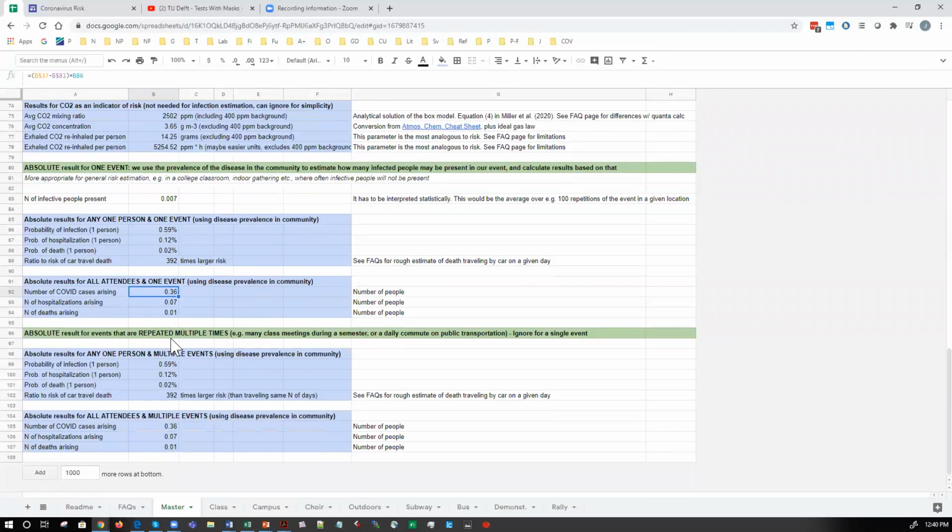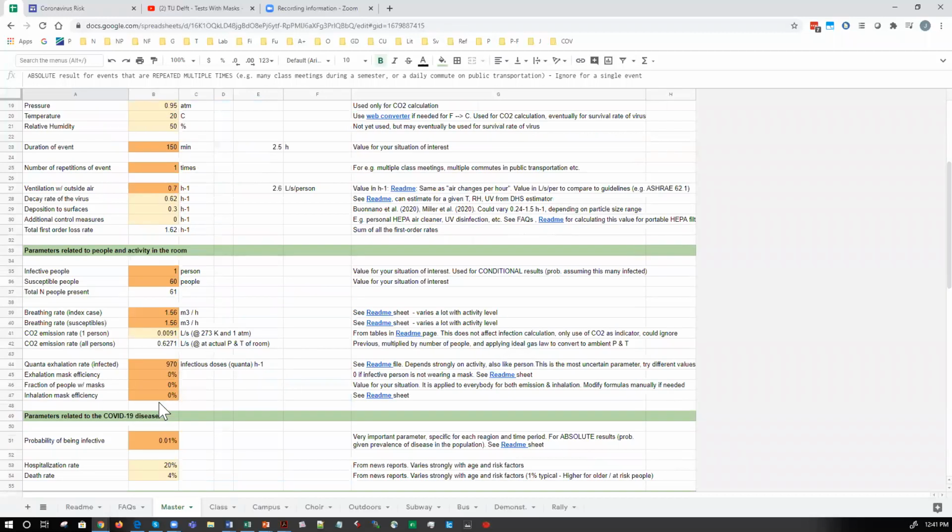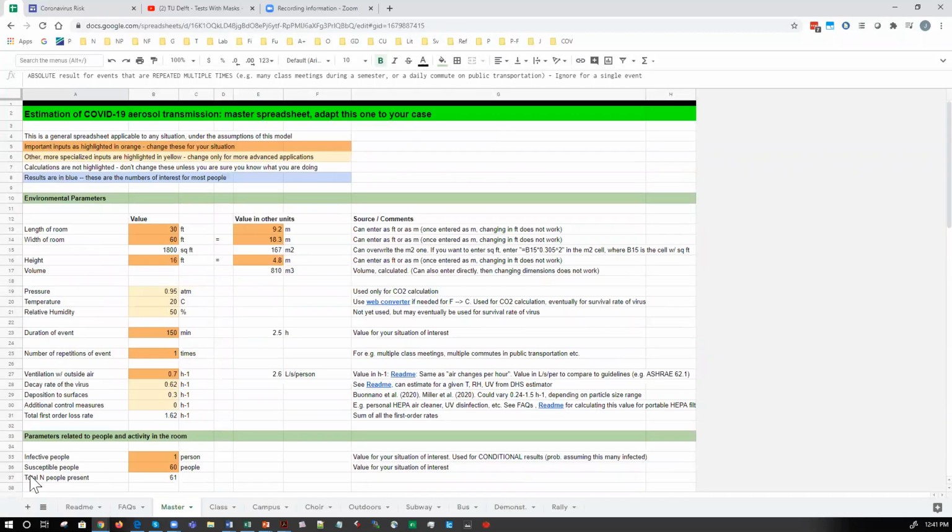Okay. And now this is one more calculation. It is the same absolute result, but if you do the event many times. I pointed out that number above. We said one time, but this is now if you do it 5 times or 20 times. Here, because we're doing it once, the numbers are the same. If I increase the number of times, then this is going to increase. Okay. So this is a description of the spreadsheet. You need to spend time understanding what things are, especially if you're not familiar with models or spreadsheets.